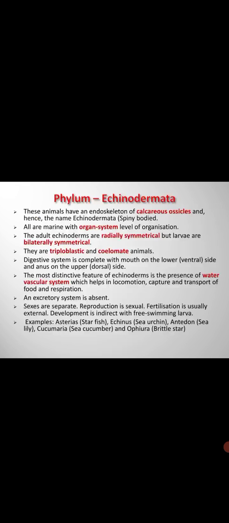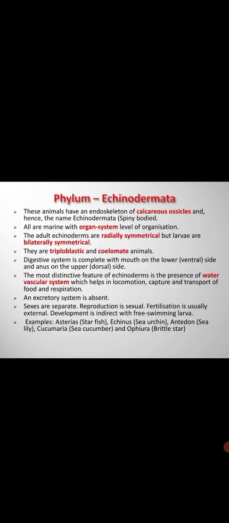The digestive system is complete, with the mouth on the lower side and the anus on the upper side. The most distinctive feature of echinoderms is the presence of the water vascular system, which helps in locomotion, capture and transport of food, and respiration. So a very important character in echinoderms is the presence of the water vascular system or ambulacral system, which is a characteristic feature of all echinoderms.